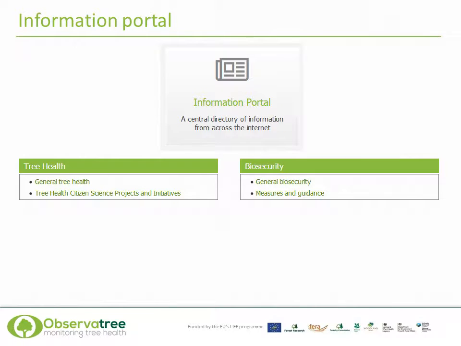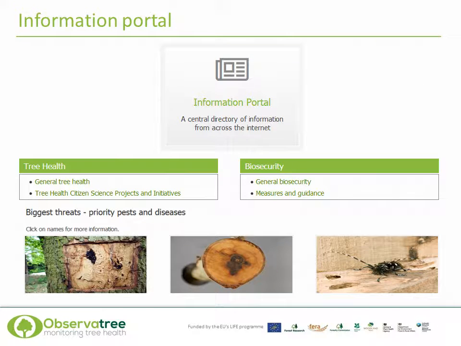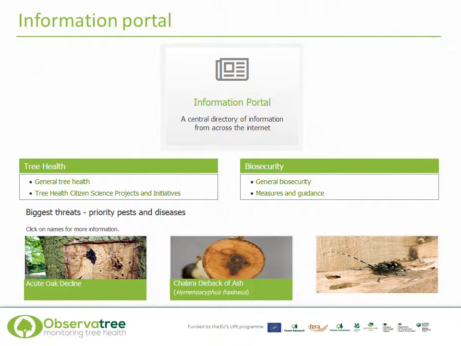The Biosecurity section holds resources to help you carry out good biosecurity practice when you're out surveying, including downloadable information such as leaflets and posters. Finally, specific pests and diseases have their own portal where you can find all Observatree developed resources on that particular organism, including identification, management, and research information. This is the place to go if you wish to gain an in-depth knowledge of a particular threat to the UK.